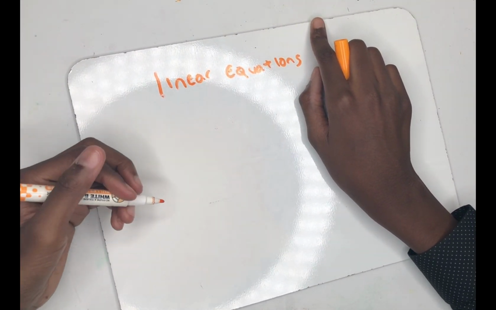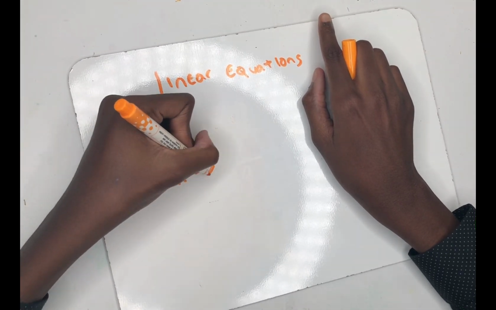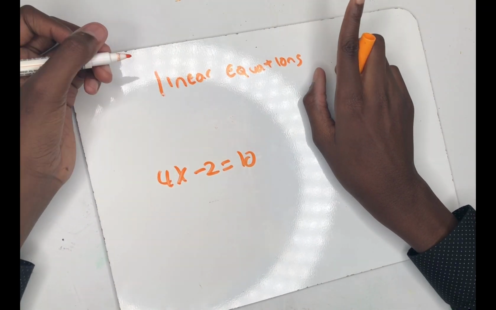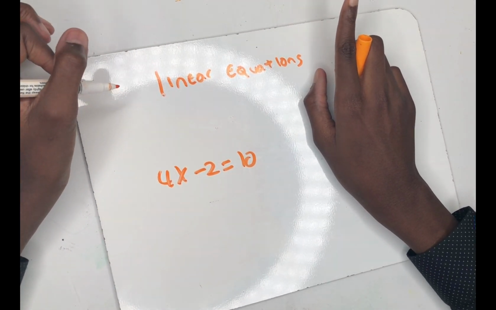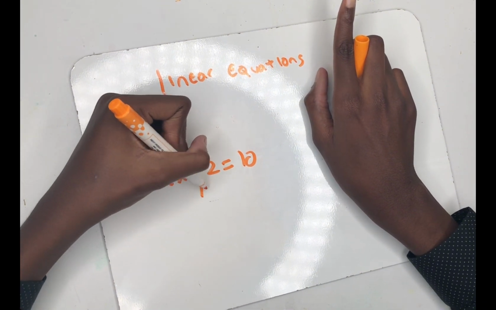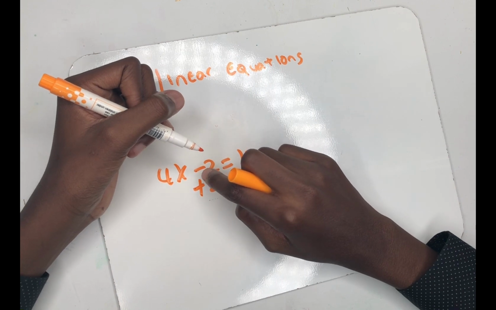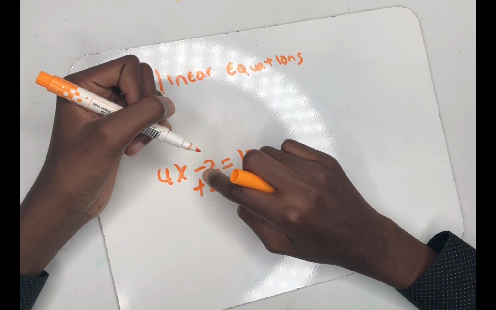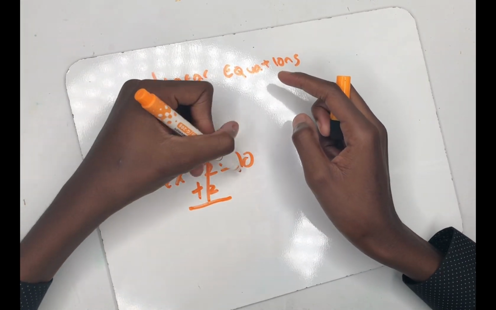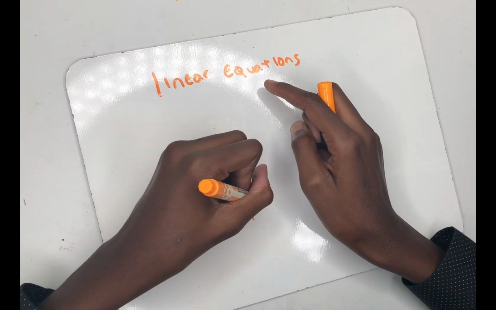We have 4x minus 2 equals 10. And what I'm going to do here is plus 2, because the inverse of subtraction is addition, and we're going to cross those out because they become 0. Plus 2, whatever we do to the left side, we must do to the right side. Plus 2, 10 plus 2 equals 12.